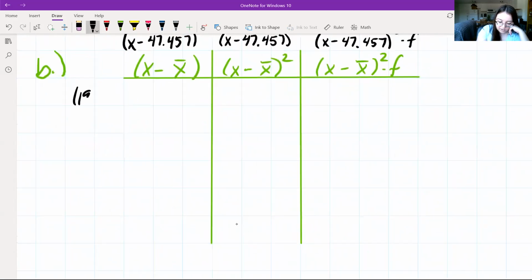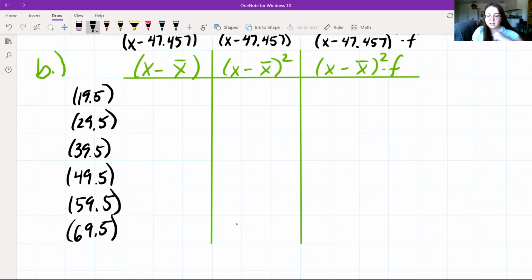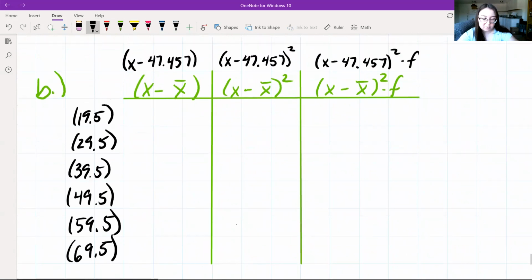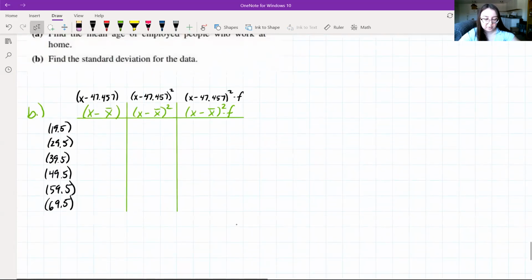So we know this is 19.5. This is going to be 29.5, 39.5, 49.5, 59.5, and 69.5. All right, so these are our midpoints that we're using. Now remember, we're going to take our point minus our mean.